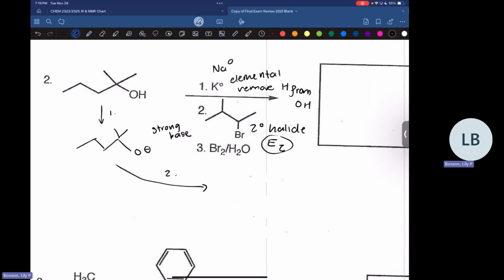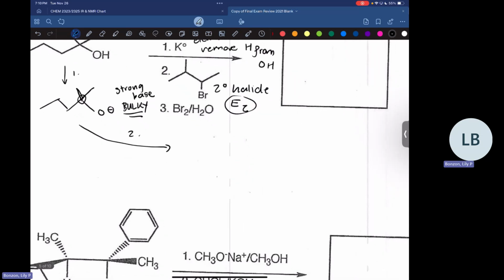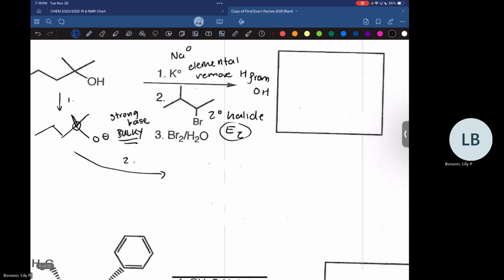So we have a strong base, and because we have all of these groups coming off of this carbon here, it's also going to be bulky. So when we do our elimination product, we're going to want to form the less substituted alkene. So in this case, the bromine would get kicked out as the oxygen takes a hydrogen. And we want to form, again, the less substituted alkene. So we're going to form this structure here.